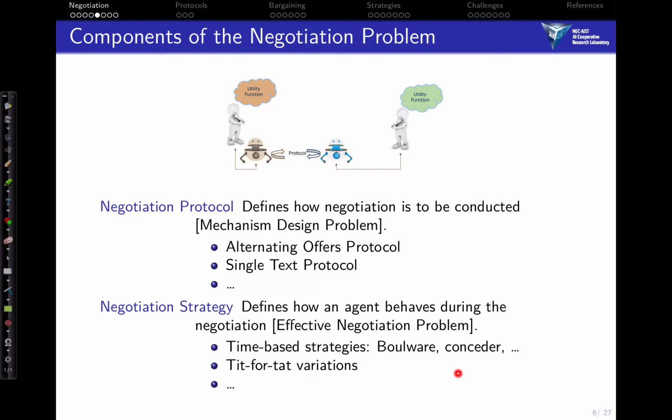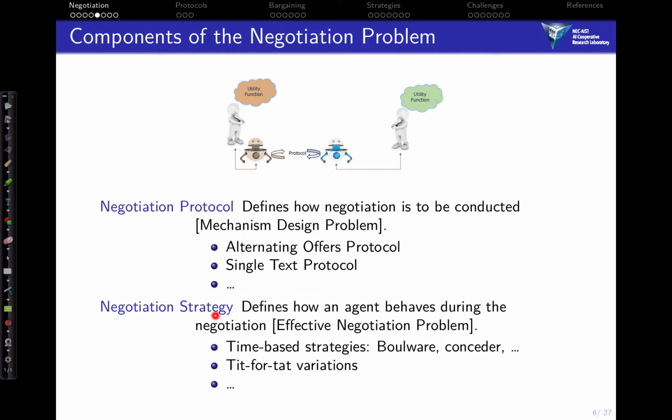So we discussed before that any negotiation has agents. Here I'm speaking about two agents, but there can be many, and a protocol. Some examples of negotiation protocols are the alternating offers protocol, sometimes called the bargaining protocol, the single text protocol, which is widely used in real-world negotiations in many cases when there is a mediator, and many others.